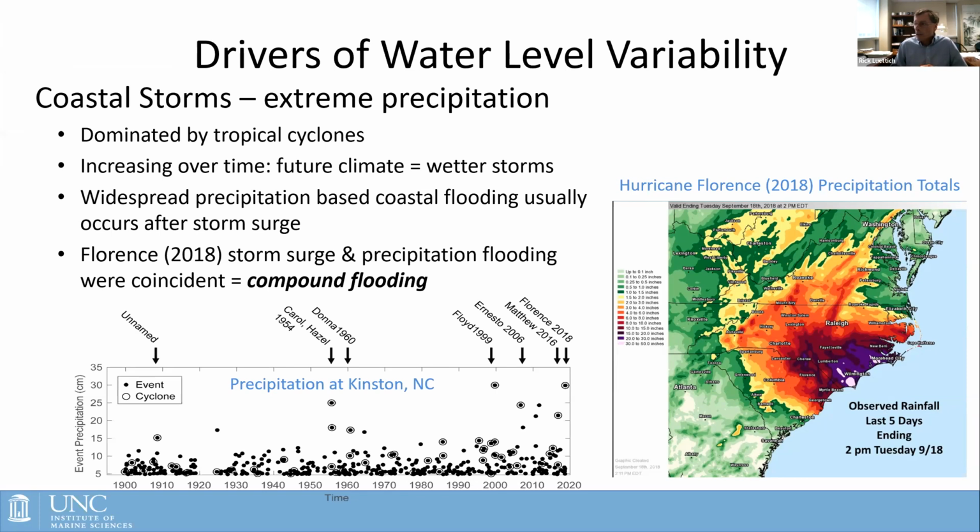And that's certainly an area of growing concern as we begin to appreciate the fact that in addition to the threat from the ocean, the precipitation threat is real and may combine with the ocean threat.